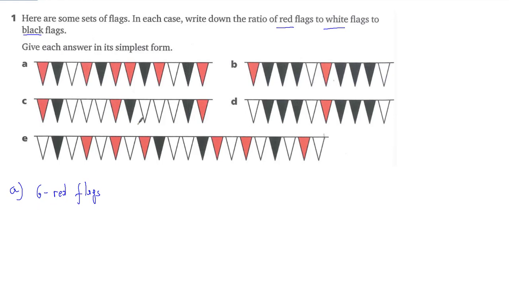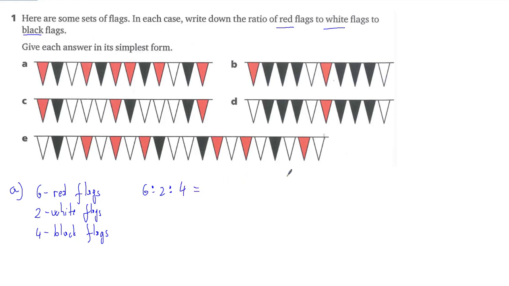And how many white ones? 1, 2 white flags. 2 white flags. And we are left with 1, 2, 3, 4 black flags. So what's the ratio red to white to black? Well, it's 6 to 2 to 4.